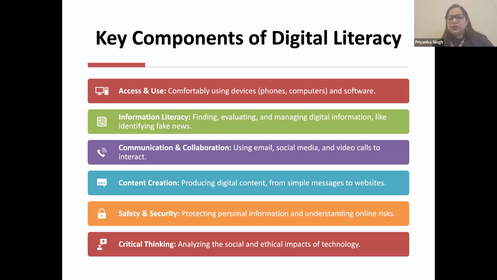Then comes information literacy. In information literacy, you are able to find, evaluate, and manage digital information, like identifying fake news. This time is a time of social media. And trust me, fake news travels at such a quick speed that even we, being digitally literate educators, are also not able to find out whether it is correct news or not.